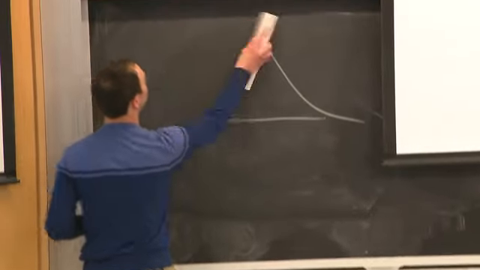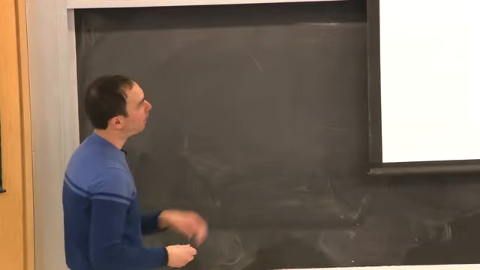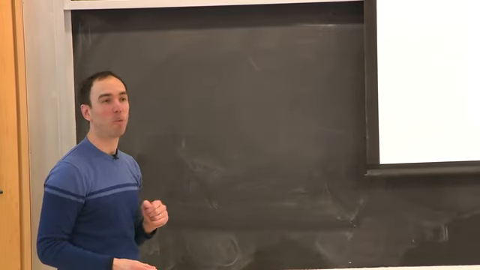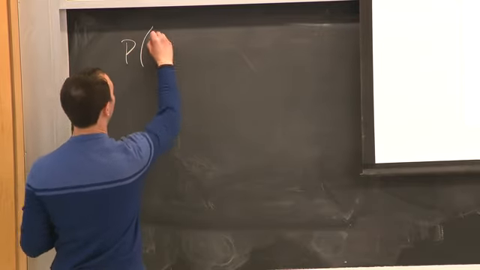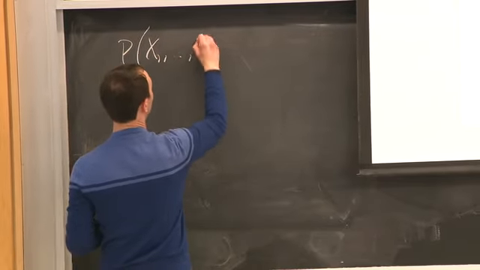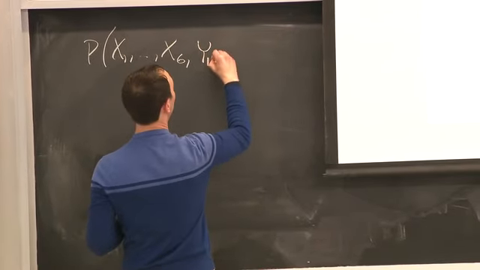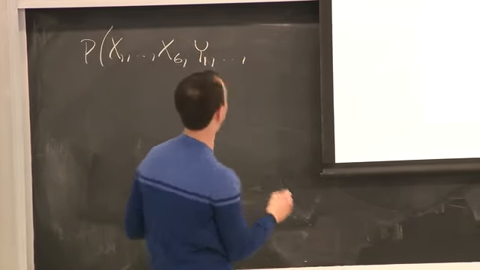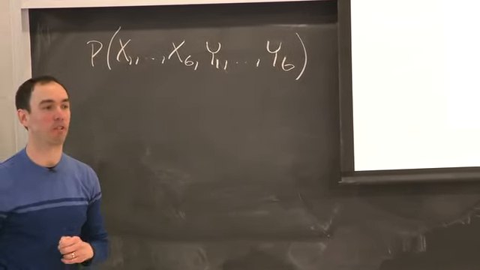Specifically, in this model, one node corresponds to one random variable. So this is describing a joint distribution on x1 through x6, comma, y1 through y6. So it's this multivariate distribution on 12 random variables.